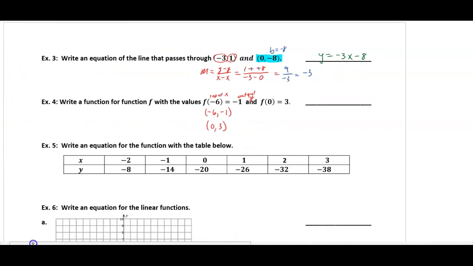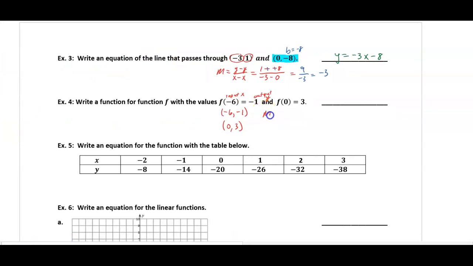So now, do we know the slope? No. So we're going to go and find it. So I'm going to do y minus y. So negative 1 minus 3. So I subtracted the y's here. And then negative 6 minus 0, that will give me negative 4 over negative 6.